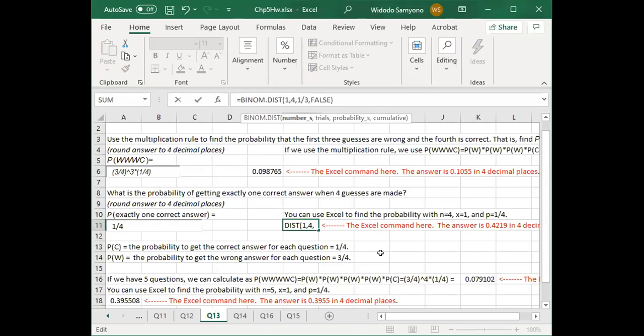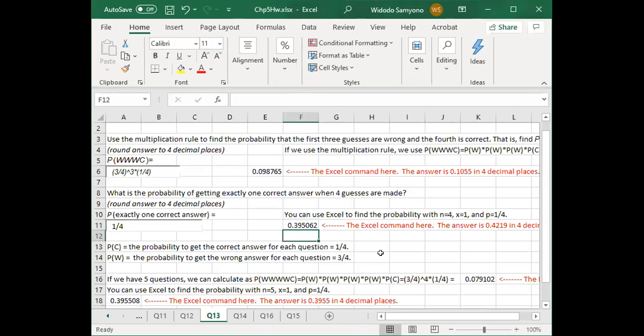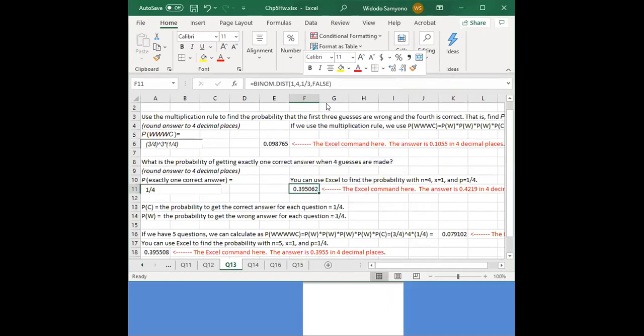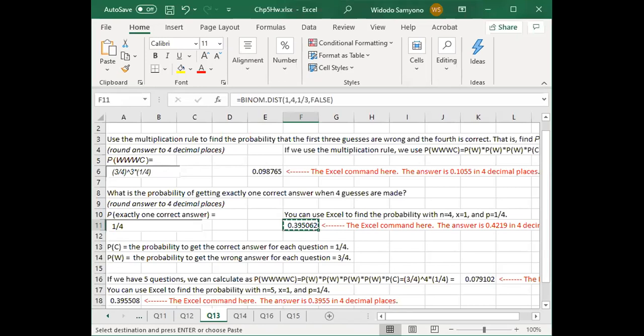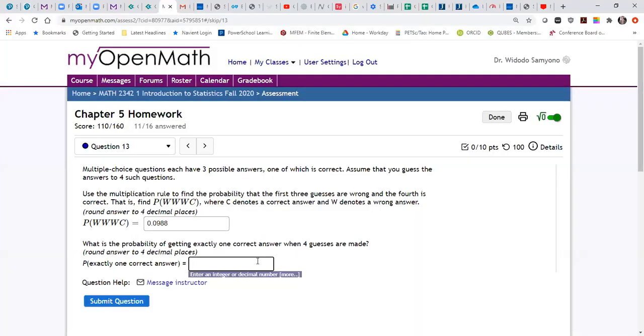So this will be the formula to find the probability. It's on the probability distribution, I mean, binomial distribution. So this will be the answer. Copy and then paste it to your question there. I mean, you're answering that. So now you need to round up to 4 decimal places. Okay.